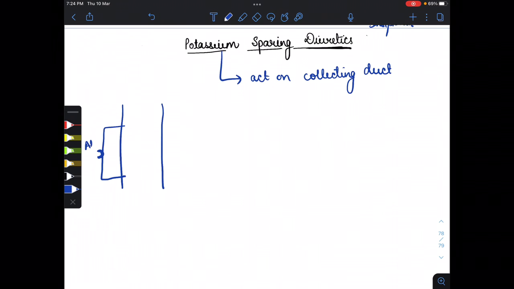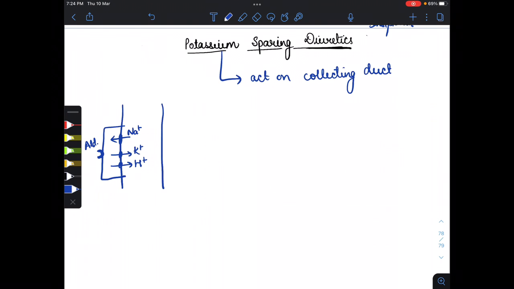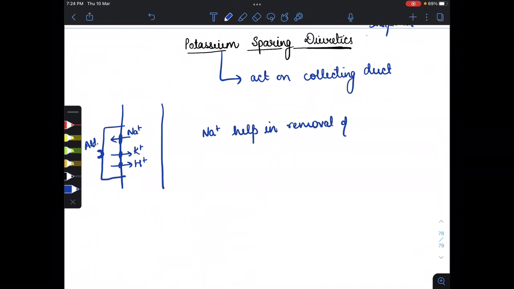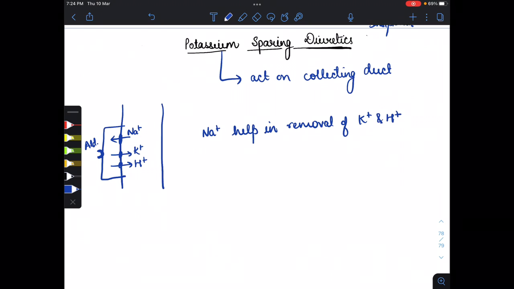So these were the receptors for the aldosterone, and here the sodium channel will be there. The sodium channel is where sodium gets reabsorbed and potassium and hydrogen get excreted. So this is the channel. Basically the sodium helps in the removal of potassium and hydrogen.